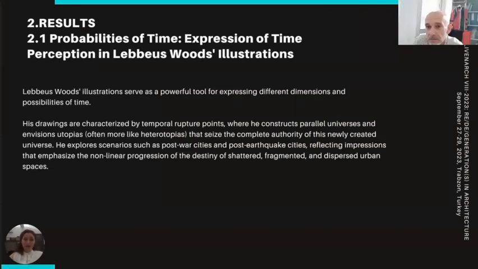Probabilities of time: the expression of time perception in Lebbeus Woods' illustrations serves as a powerful tool for expressing different dimensions and possibilities of time. His drawings are characterized by temporal rupture points.